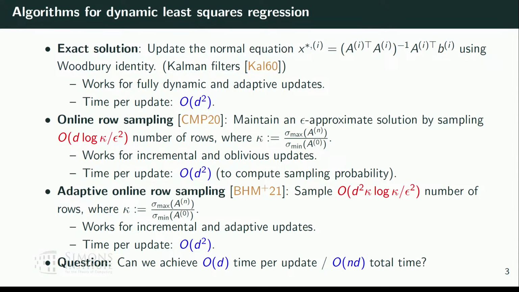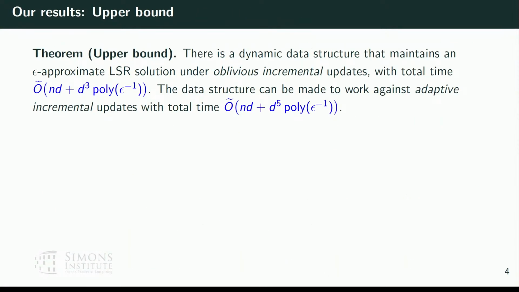So the question we ask in our paper is, can we achieve better time? Can we achieve order d time per update? And can we achieve nearly linear time during all iterations? And we answer this question affirmatively.